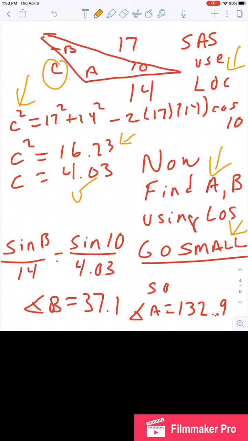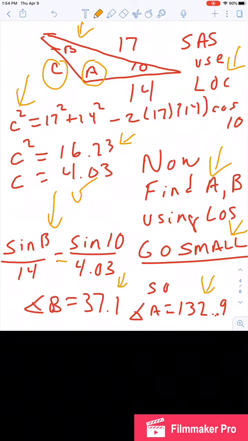So sine B over 14 equals sine 10 over 4.03. Do the work. You get B equal to 37.1 degrees. Add that to 10. Subtract from 180, and you get the 132.9. Always go small when you're using law of sines to find an angle. So there's your three answers for your angles there. You got one side and two angles done.